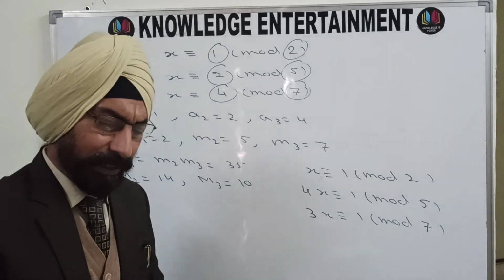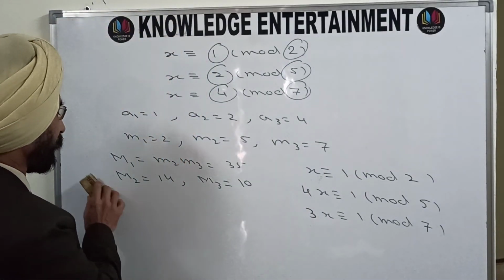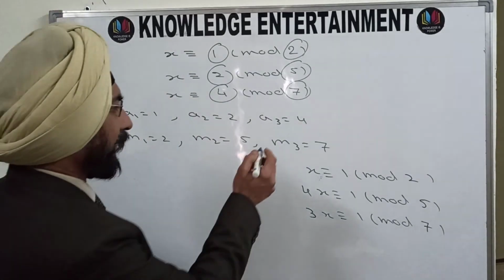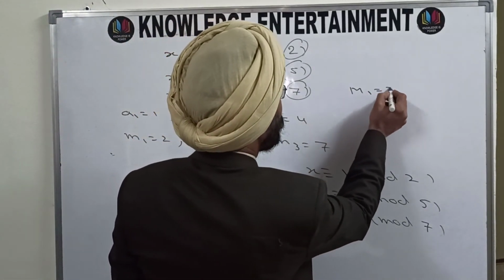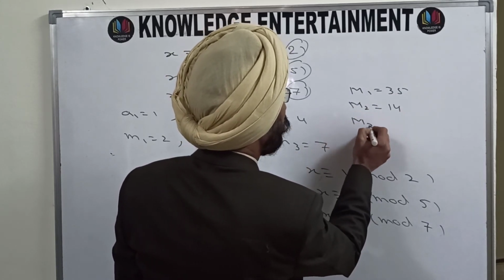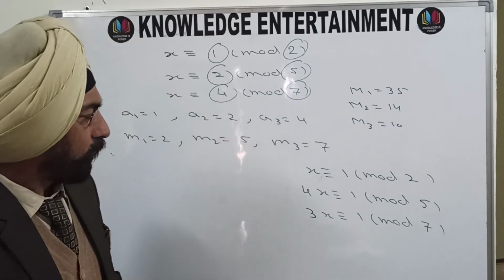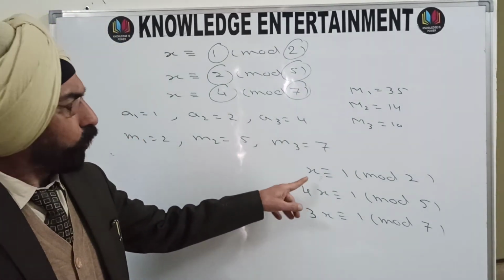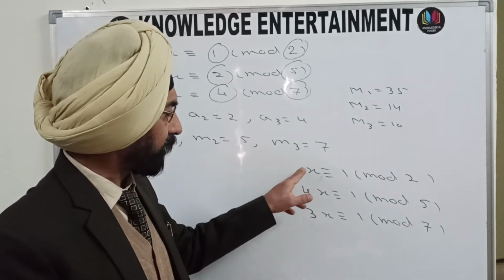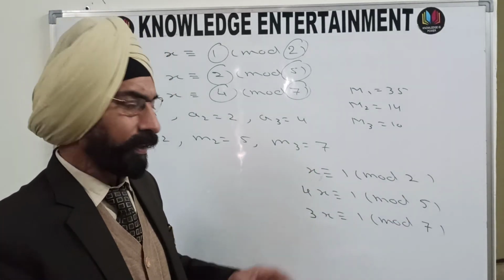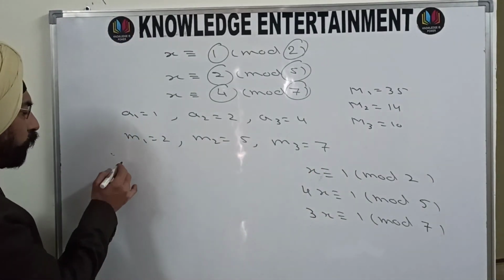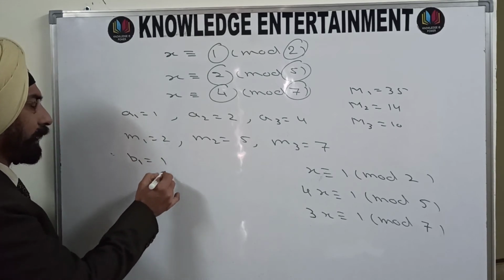And now use the hit and trial method to find the solutions. I am writing M1 was 35, M2 was 14, M3 was 10. Now, look into the first equation. Which integer satisfies the first congruence equation? It is simply 1. So 1 is a solution to the first one, so 1 is the value of b1.